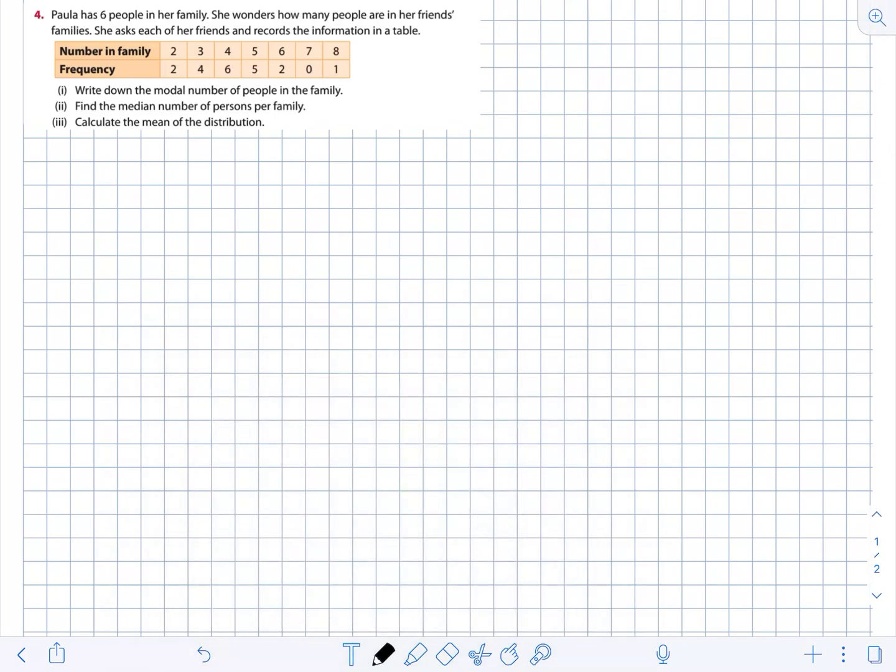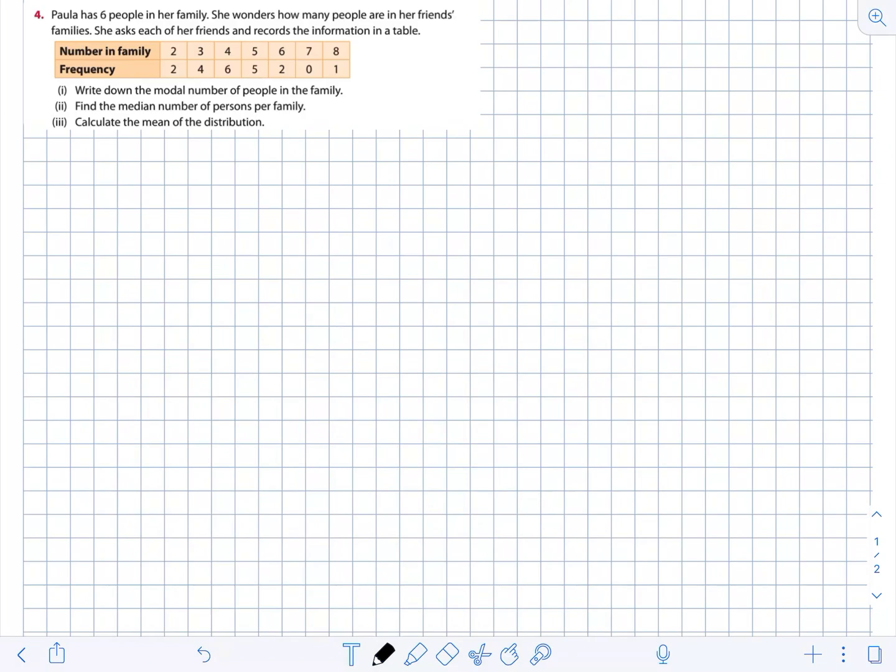Right, so let's take a look at this question here. So this was one of the questions you had for homework last night. So question 4 on page 222. So Paula has 6 people in her family. She wonders how many people are in her friends' families. She asks each of her friends and records the information in a table. Write down the modal number of people in the family.